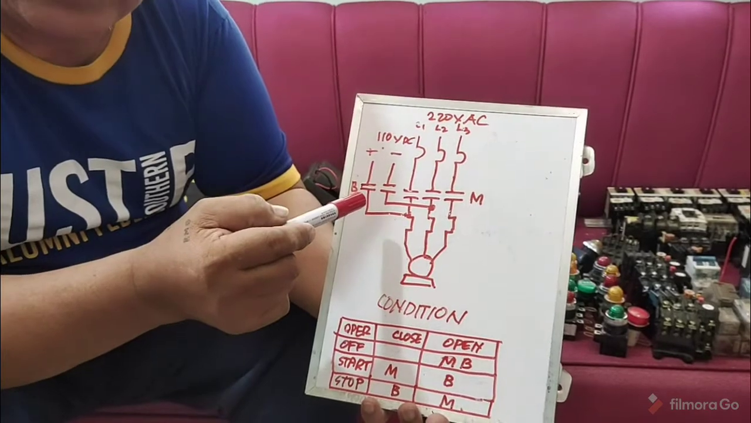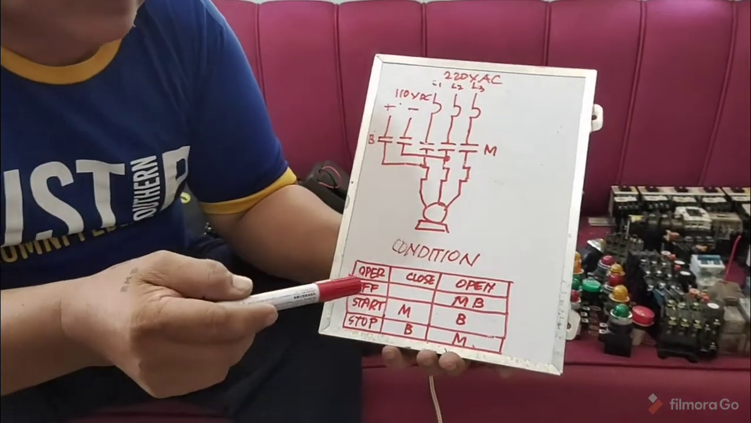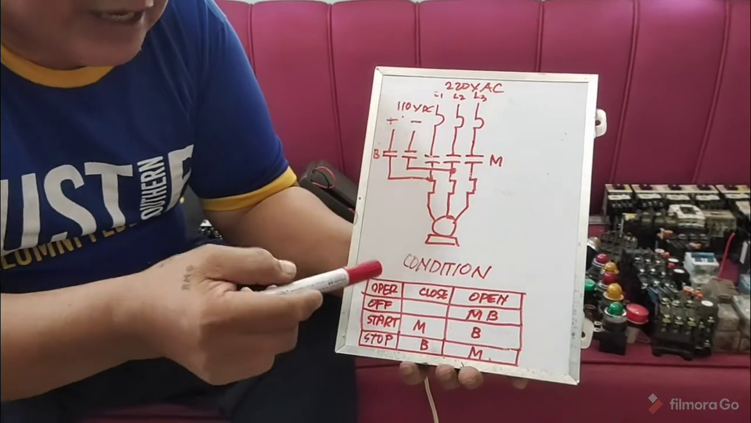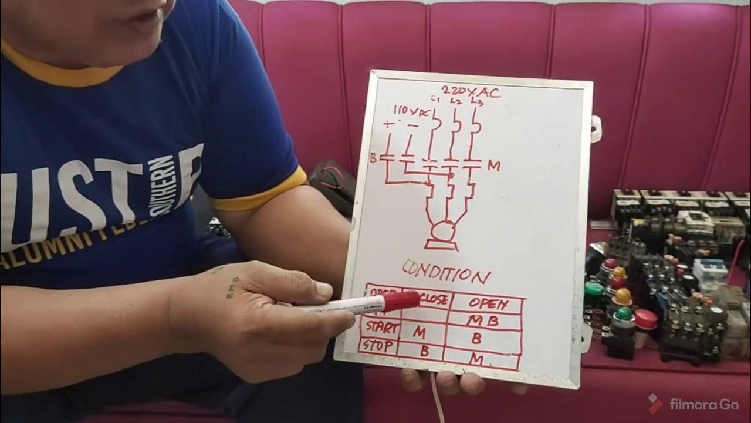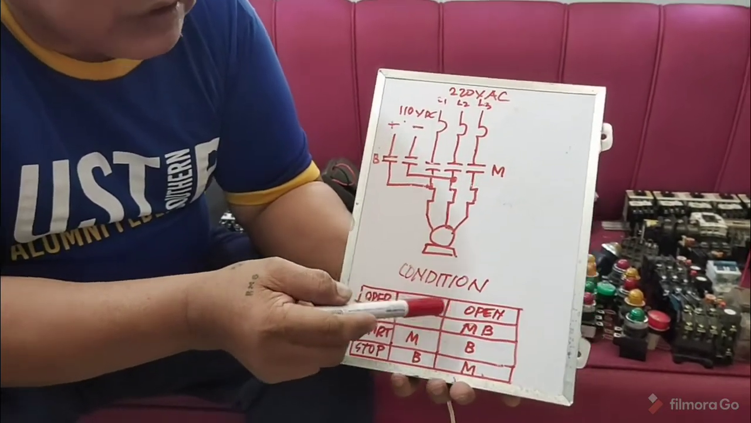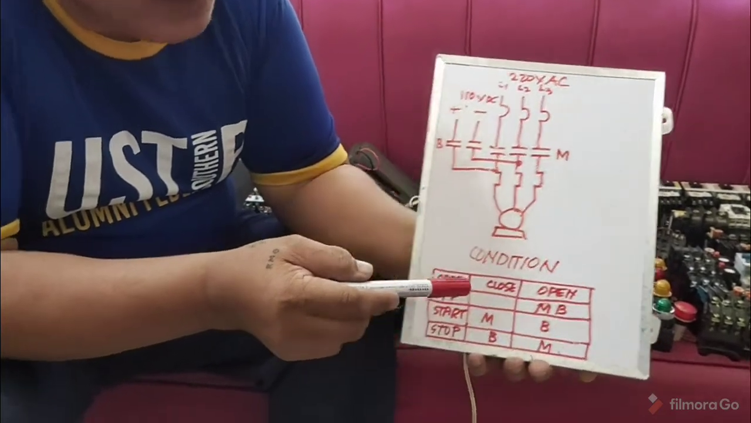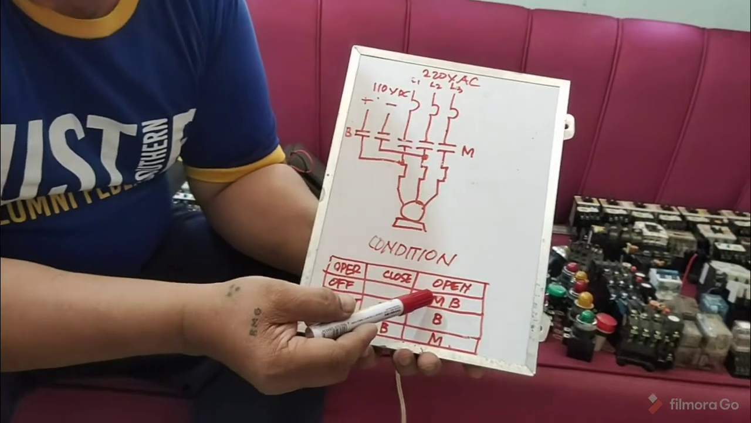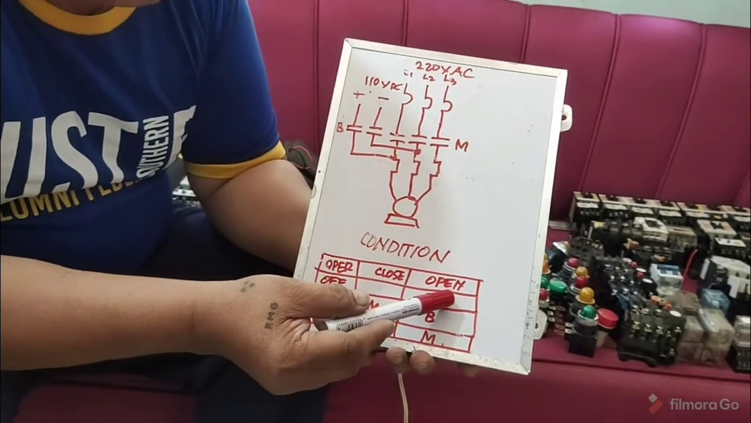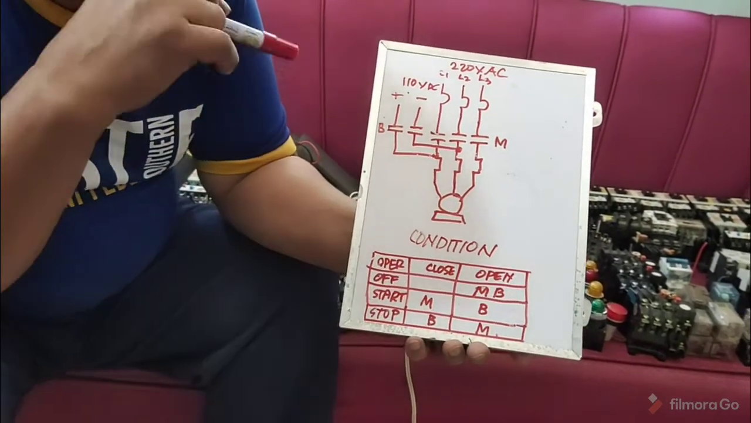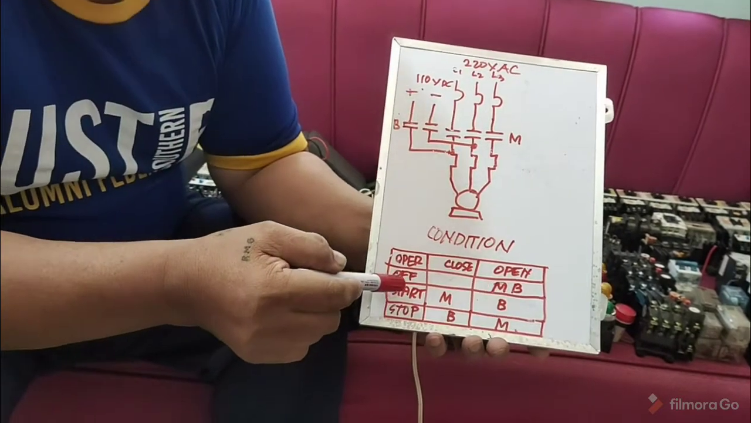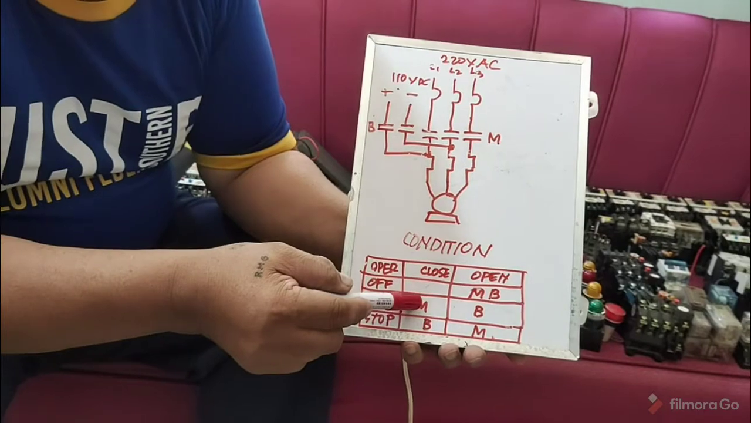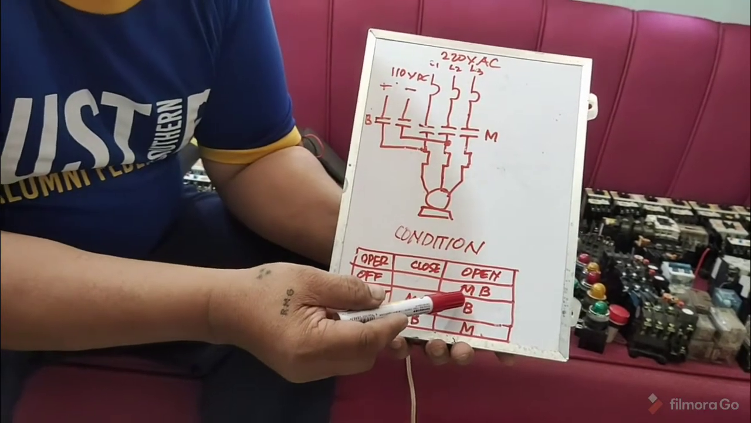Now, you have here the condition. While the motor is standing still, you're not using it. In operation, which contactor will close and which contactors will open? When it is still in the off position, the main contactor and the brake contactor are open. Then, when you start the motor, of course, the main contactor will close and the brake contactor is still open.